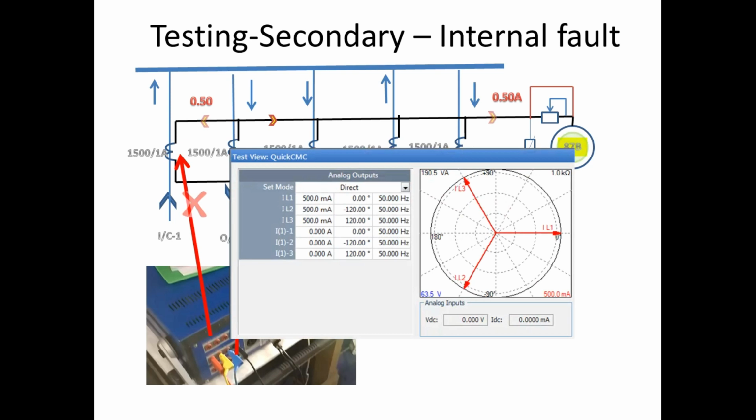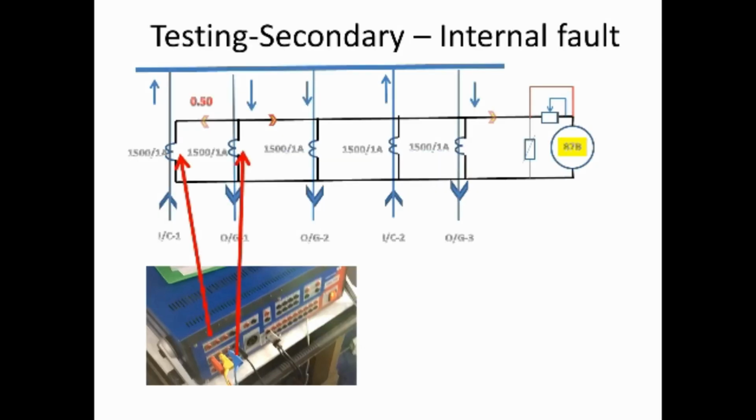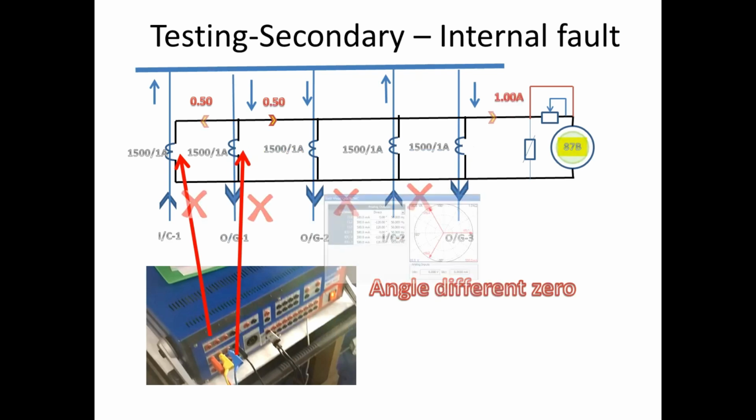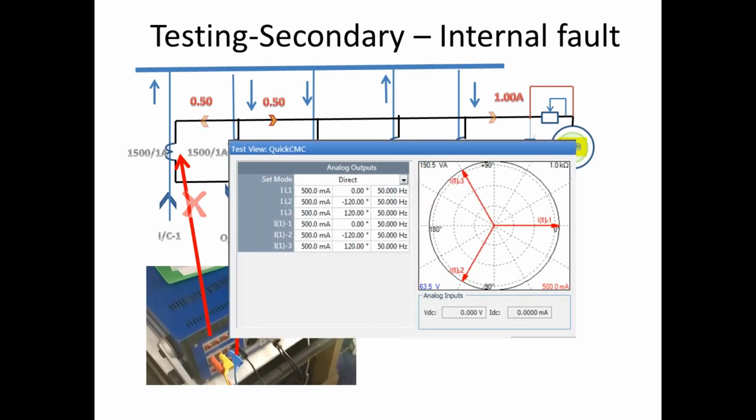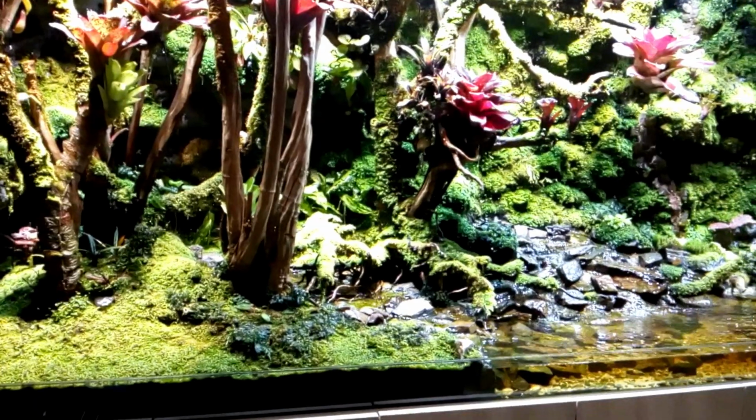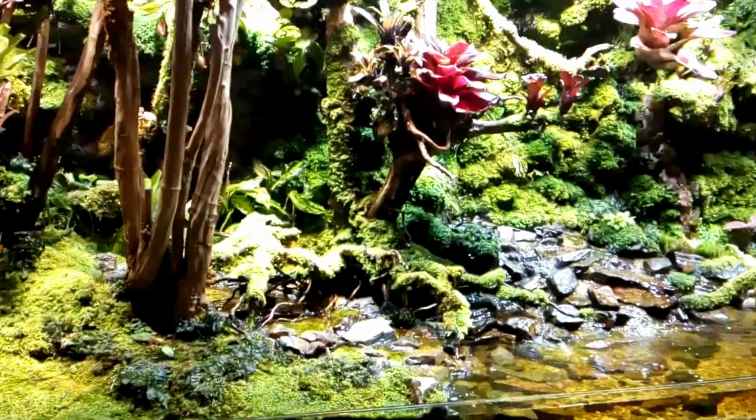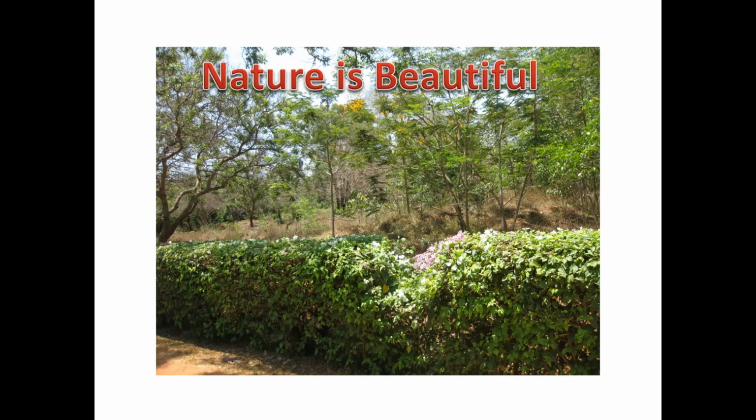We can also do another method: on both sides, incomer and outgoing, we can inject current, but we should not make any angle difference between them. Now I inject 0.5 amps on both sets of CTs, and for both sets of CT I did not make any difference in their angle, so the differential relay shows 1 amp due to the addition of both currents. Now the relay gives trip to all breakers. This set of internal fault tests we have to repeat for all panels individually.